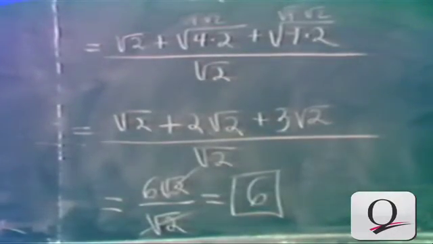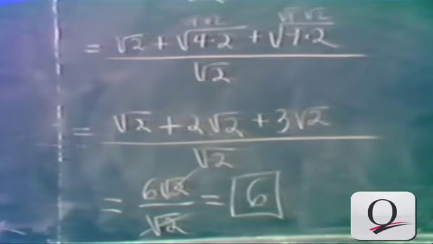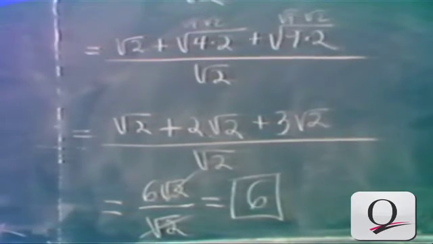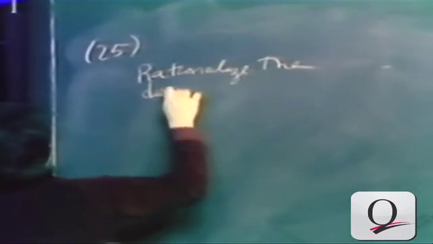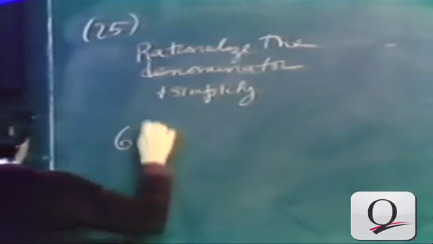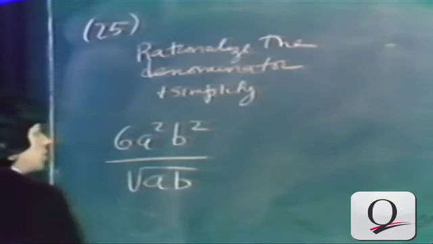And the last problem on this tape is the following, problem 25. We want to rationalize the denominator and simplify 6a squared b squared over the square root of ab.